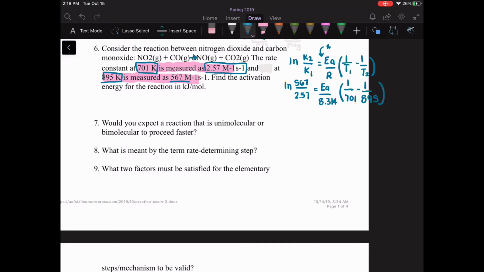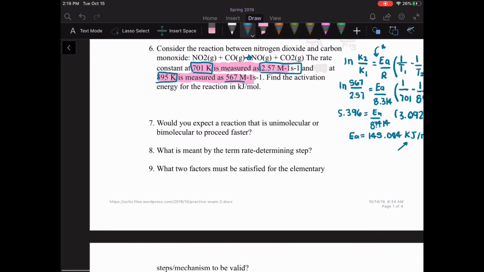895. So when you do the right side, you should get something like 3.092 times 10 to the negative 4. And then on the left side, you should get 5.396, and so that's going to be EA over 8.314. So when you multiply everything over and simplify, you should get an activation energy of 145.084 kilojoules per mole. So I converted this from joules to kilojoules. So if you get something like 145,000, you're still correct.